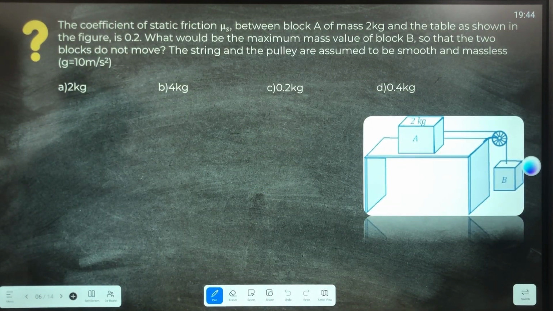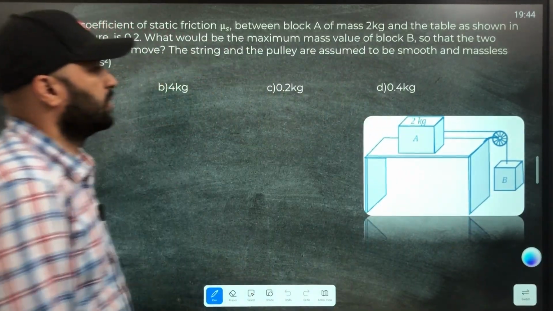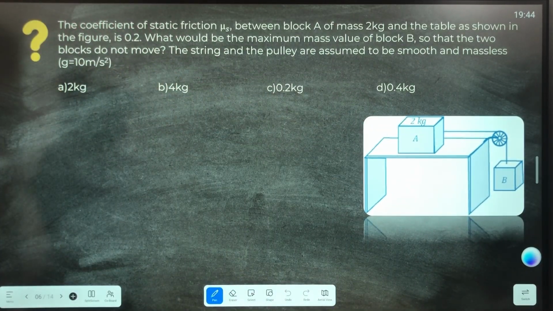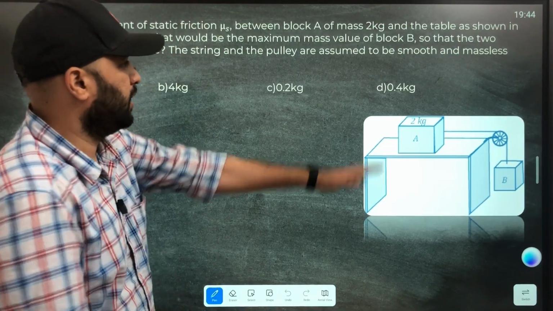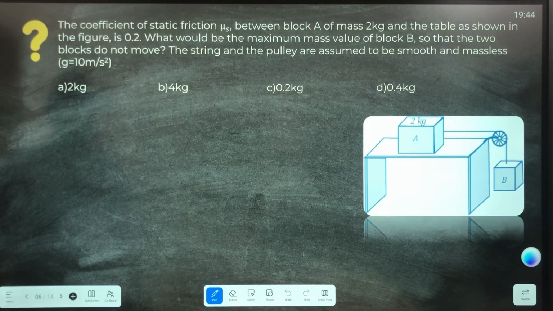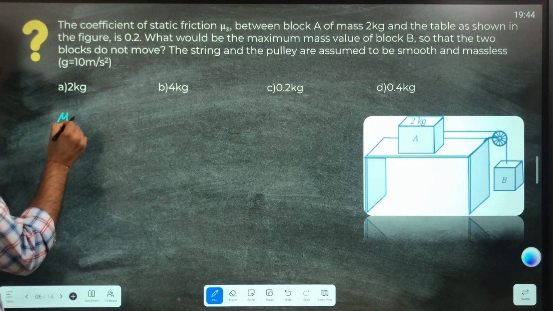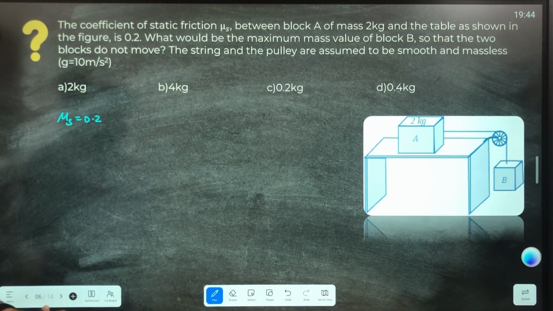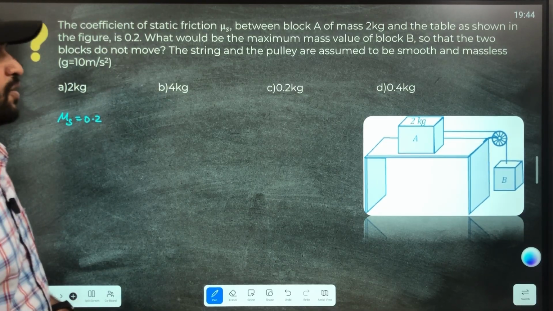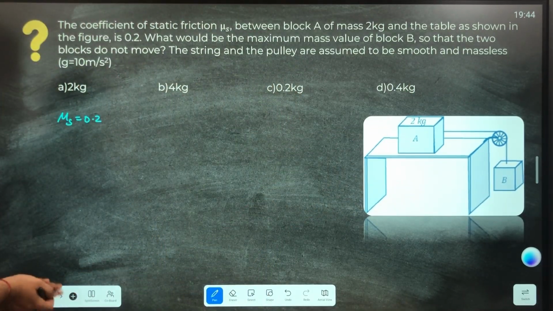Again, we have a problem based on pulley. So we have many questions on this. So let's see another one. The coefficient of static friction, which is mu s, between block A of mass 2 kg and the table shown in the figure is 0.2. Fine. This is our static friction. Let me just write it separately. Mu s is nothing but 0.2. Great. What would be the maximum mass value of block B so that the two blocks do not move?